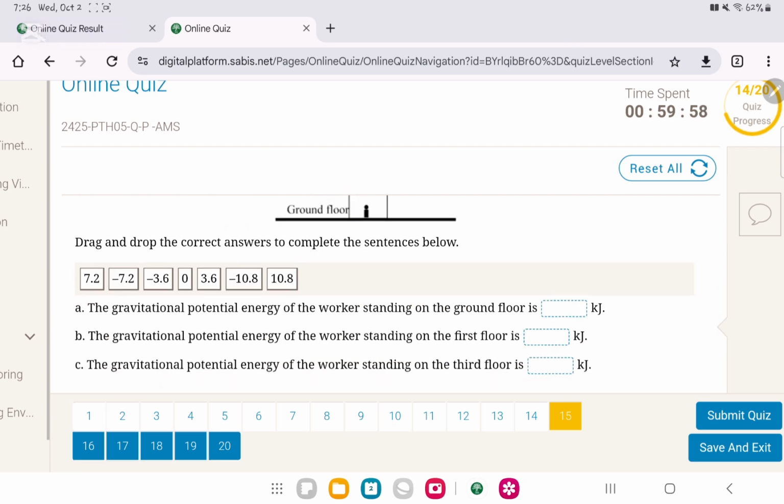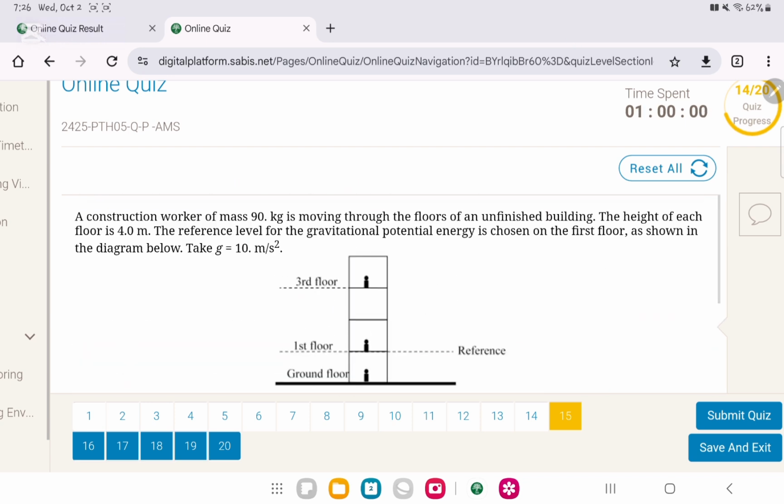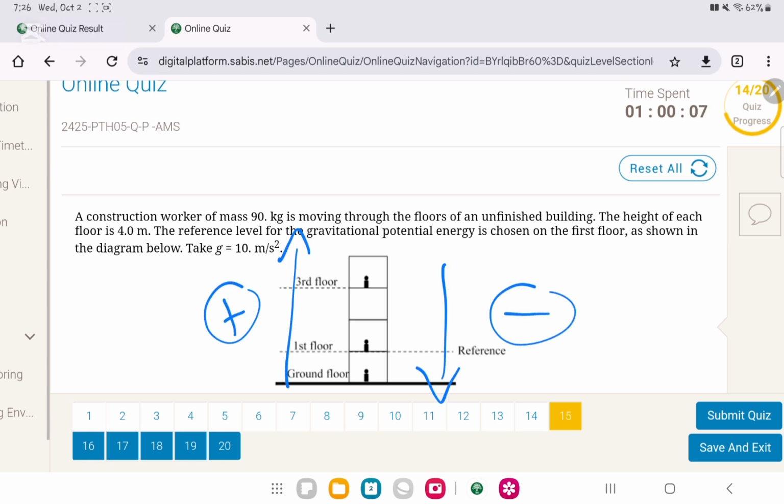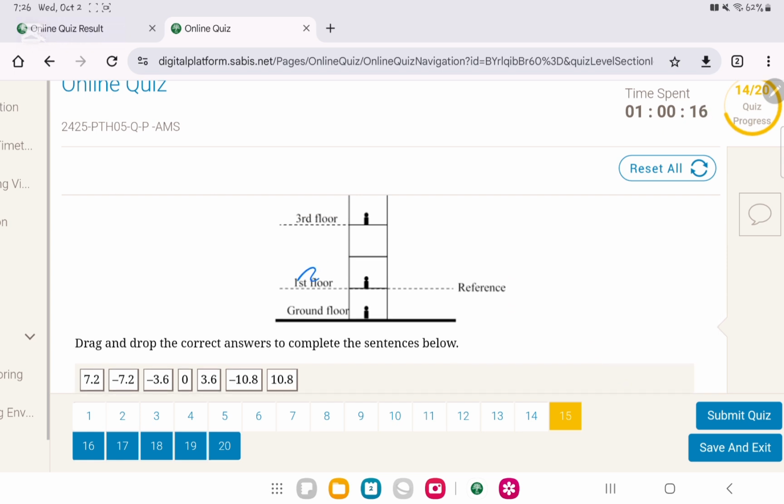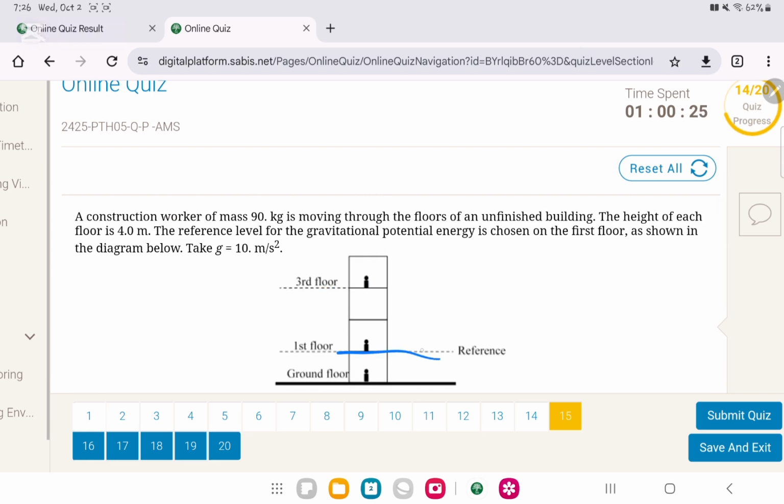What are they asking us? They're asking us for the gravitational potential energy. Remember, as we go down, gravitational potential energy is negative. As we go up, the gravitational potential energy is positive. So they're asking for the gravitational potential energy of the worker standing on the ground floor. We always start from the reference level. Where's the ground floor? It is down. So that means it's negative mgh, because it's down.